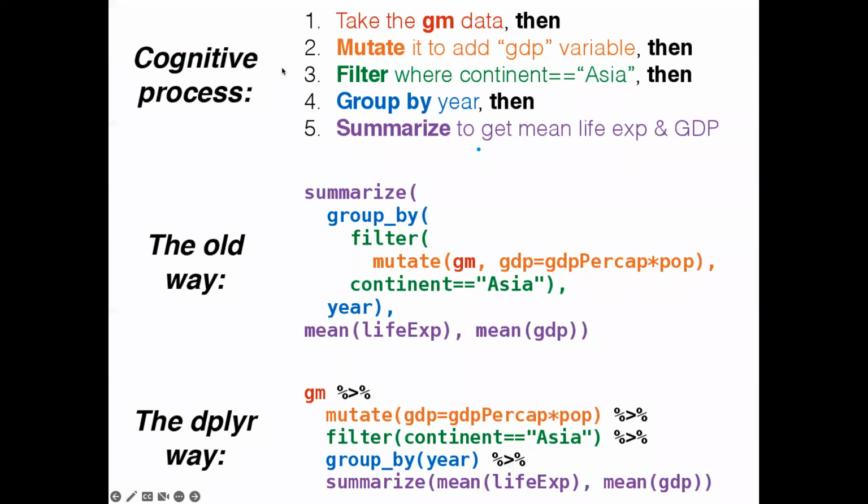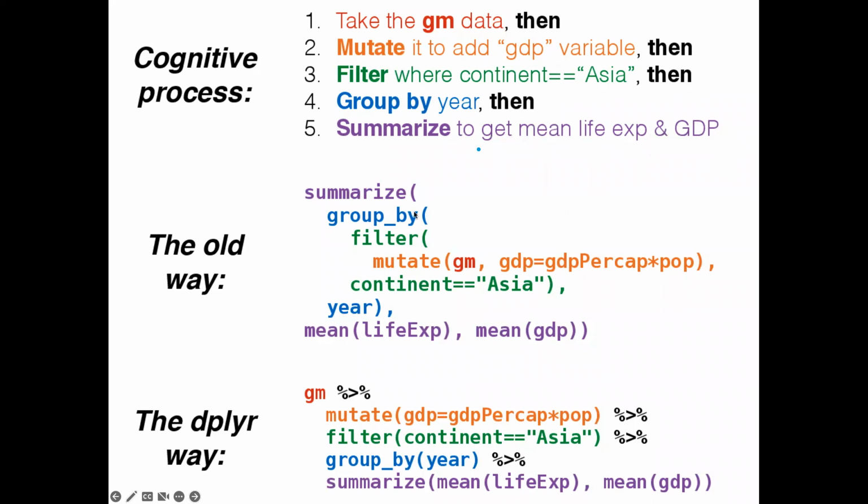So here's the cognitive process. We could easily do the following steps. For example, take the gapminder dataset, then mutate. Mutate just means to create a new variable. Then filter based on some condition, then group by year, then summarize by getting the mean life expectancy and GDP.